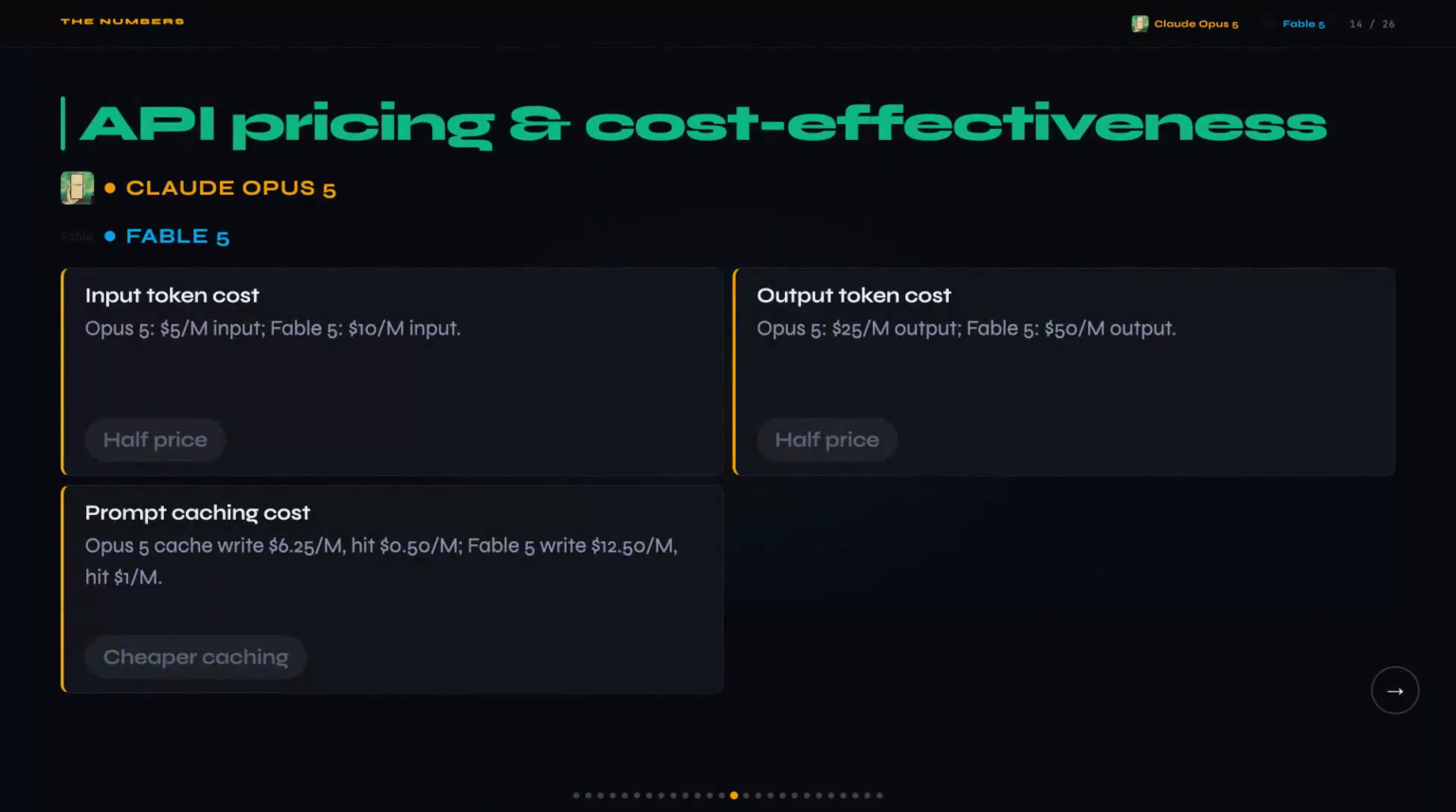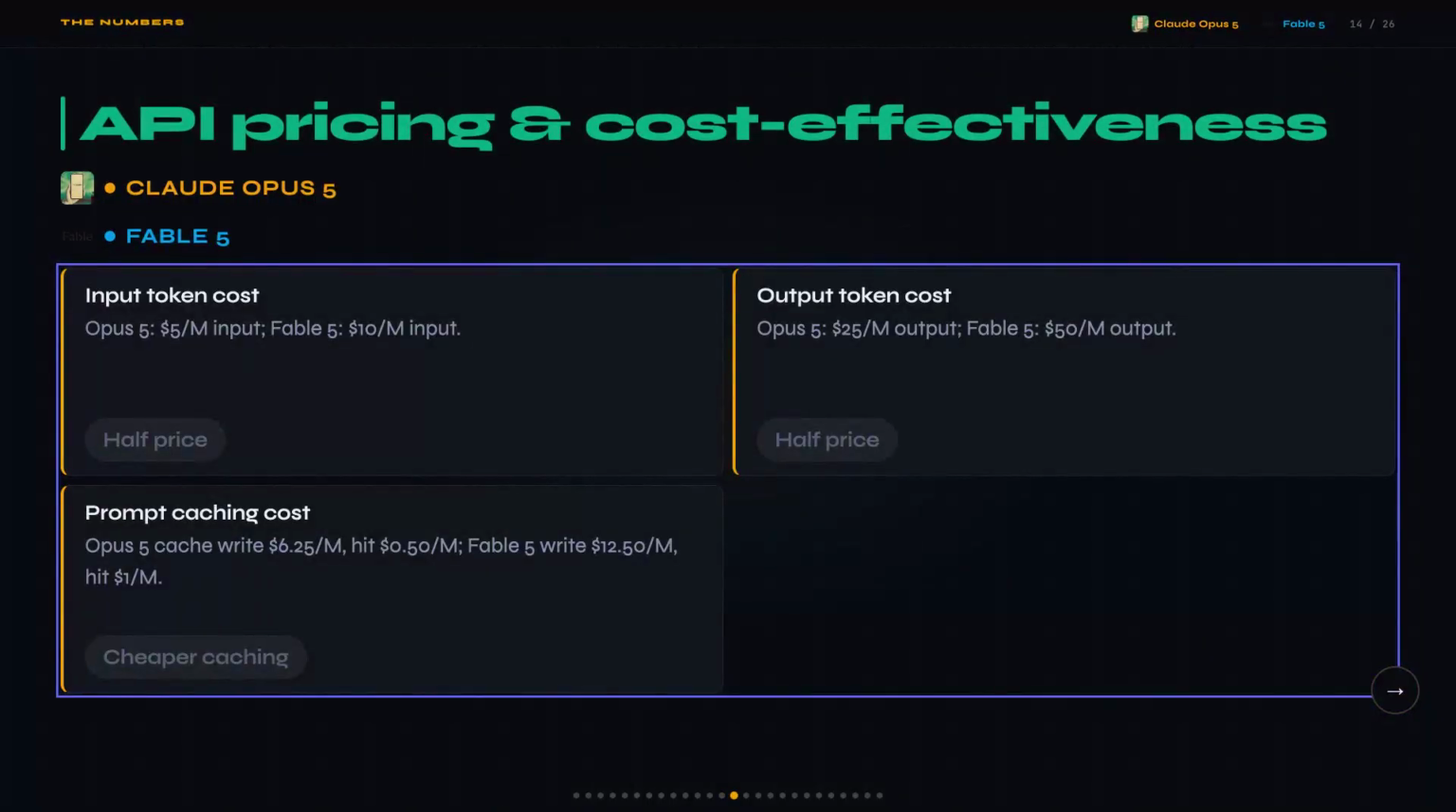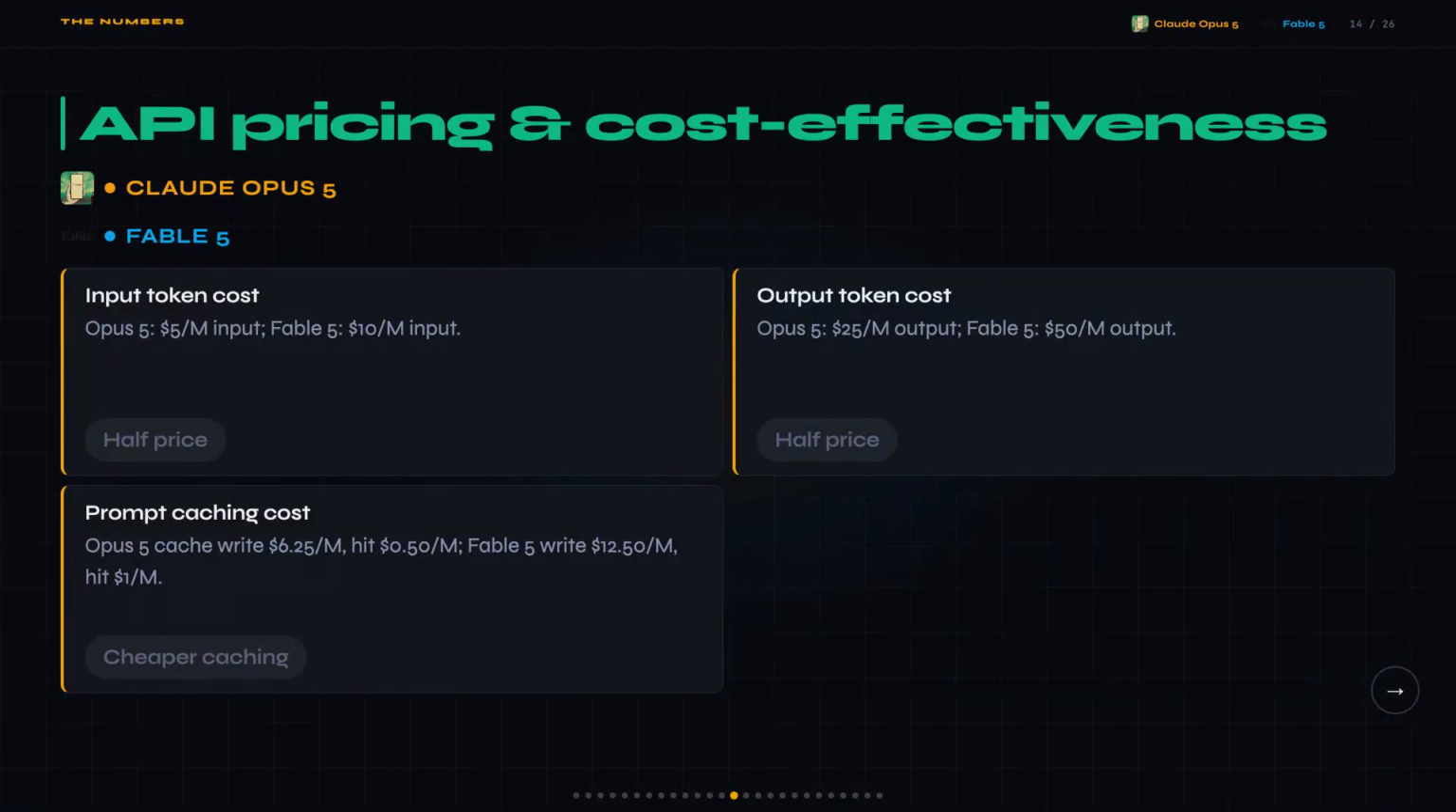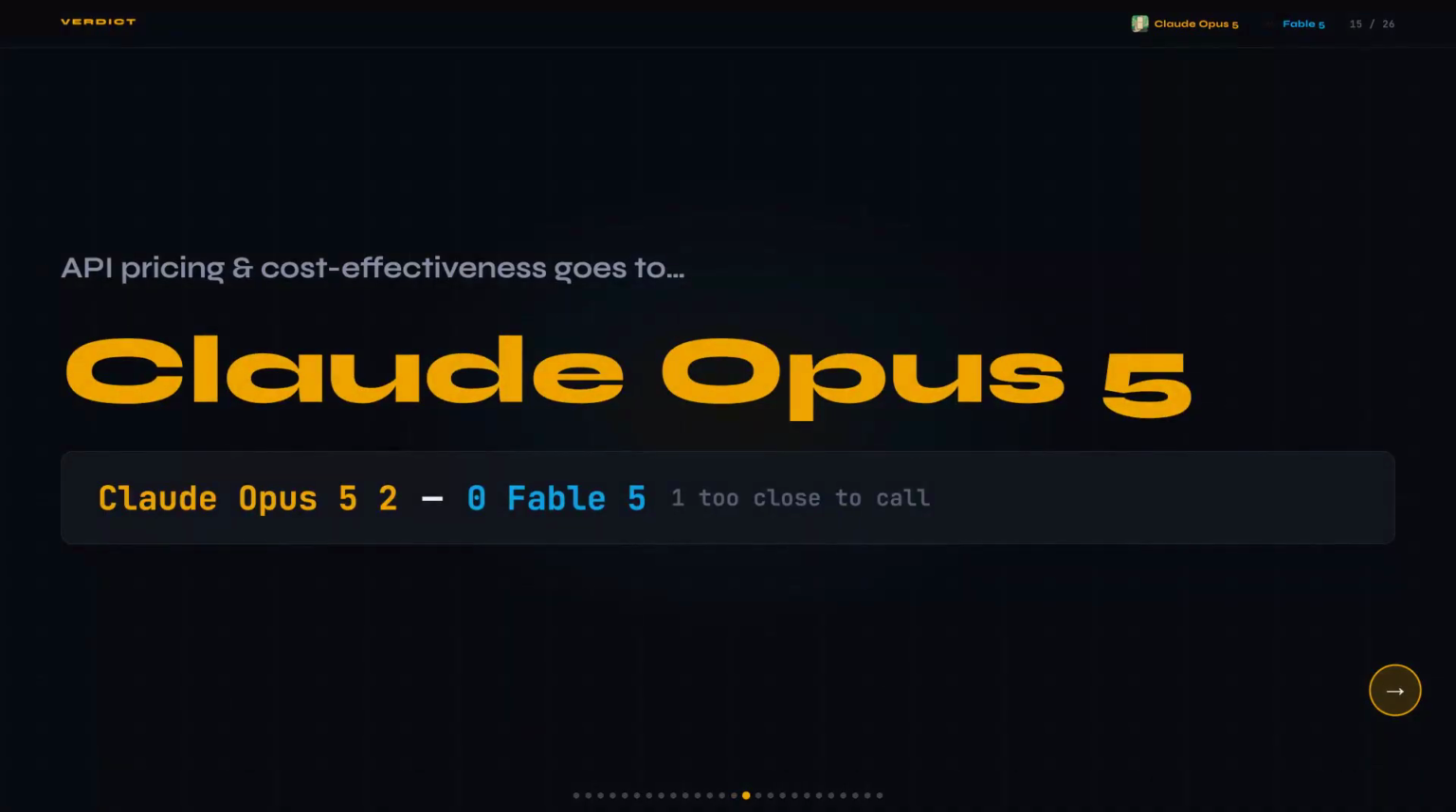I looked at the official pricing, and this is about as clean as it gets. Opus 5 is $5 per million input tokens. Fable 5 is $10. Output tokens run $25 versus $50, and cache writes and cache hits follow the same exact 2-to-1 ratio across the board.